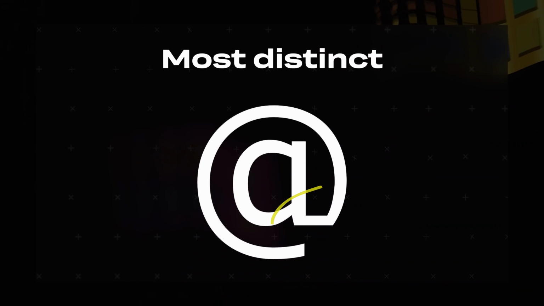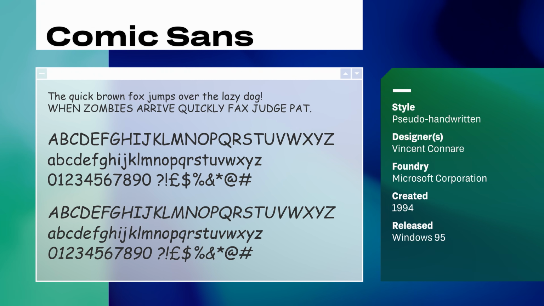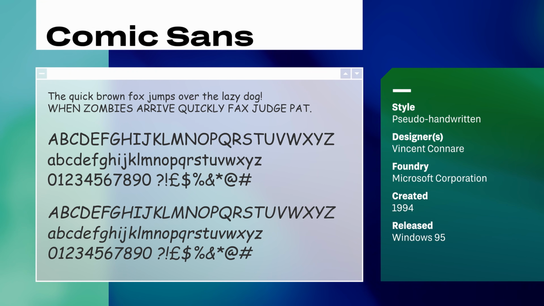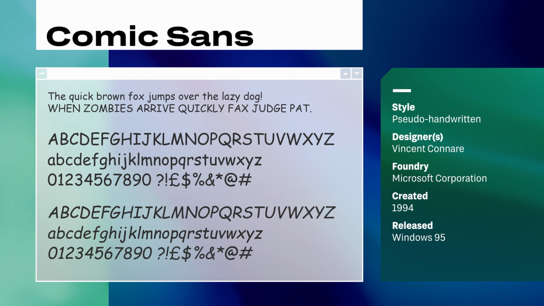The flat horizontal bridge adjoining the A and loop in the @ symbol. You knew this was coming, right? The world's most notorious font, Comic Sans. I venture to say more words have been written about this font than any other typeface in history, and that's its own kind of achievement.